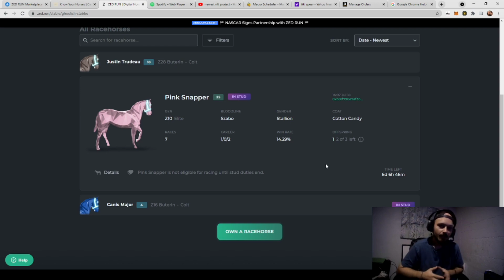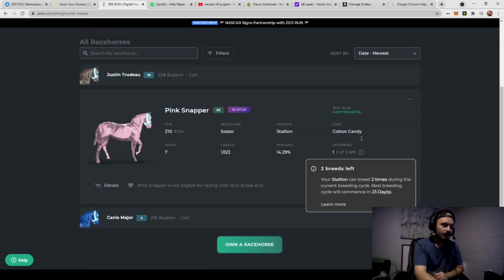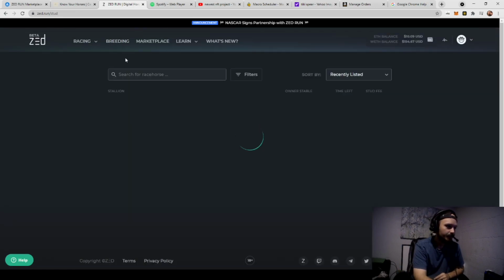So once a horse is 28 days old, you can put them into the stud farm, and you will see this counter on the bottom right here. It has 2 breeds left for this cycle, so 2 of 3, as someone has already used 1 of them. It says your stallion can breed 2 times during the current breeding cycle. The next breeding cycle will commence in 23 days, which is a total of 28 days after the first initial breed, right? So get a horse. Once they are 28 days after their birth, you can then breed them. And if you have a male horse, a colt or a stallion, you can then put them into this stud farm. So let's go up and actually look at breeding.